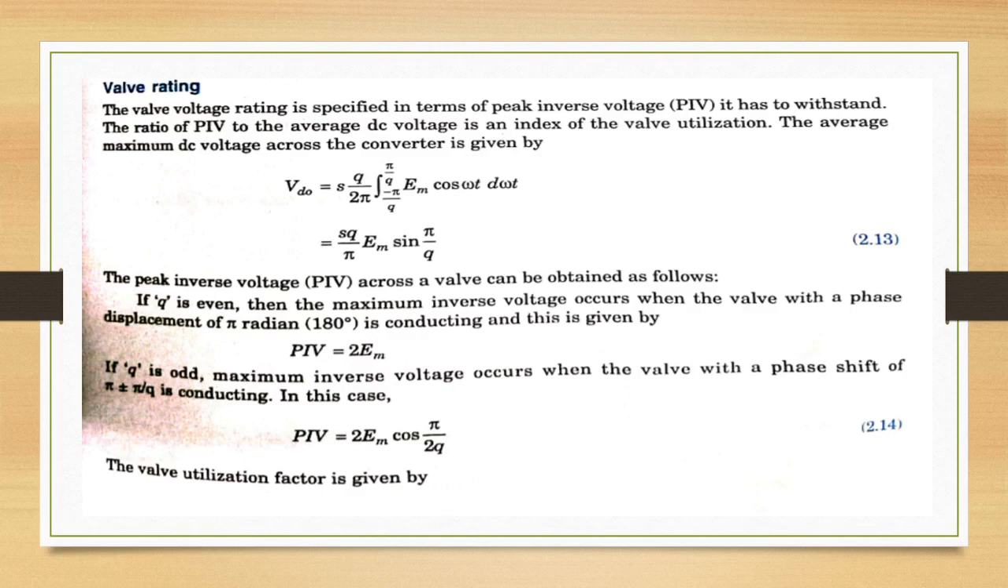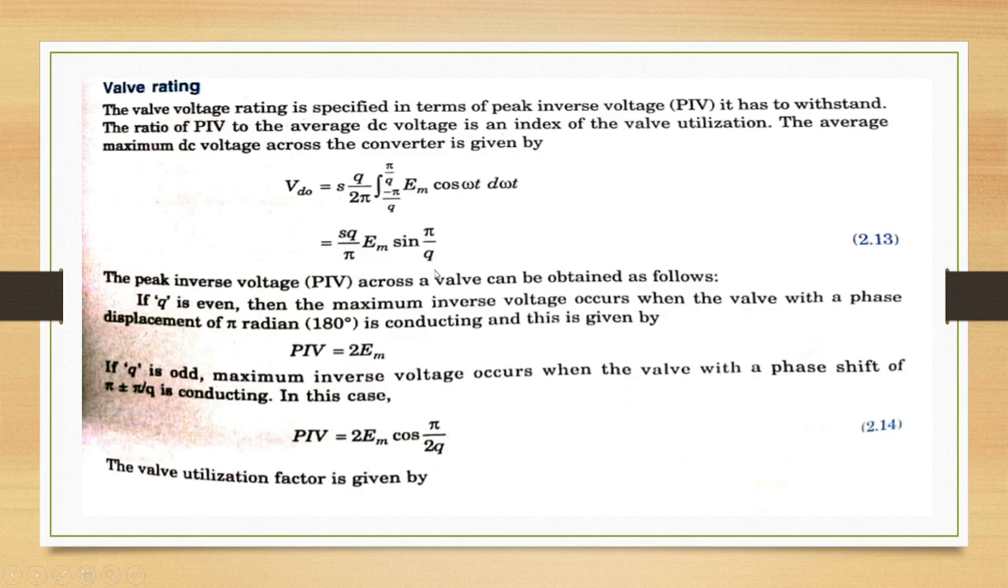Valve voltage rating is specified in terms of peak inverse voltage, PIV, which it has to withstand. The ratio of PIV to the average DC voltage is an index of the valve utilization. The average maximum DC voltage across the converter is given by VD0 equal to S into Q by 2 pi integral from minus pi by Q to plus pi by Q of EM cos omega t d omega t, and this can be simplified as SQ by pi EM sin pi by Q.